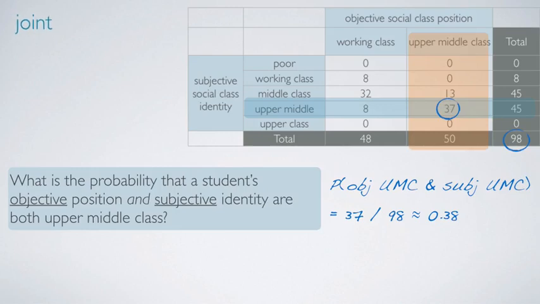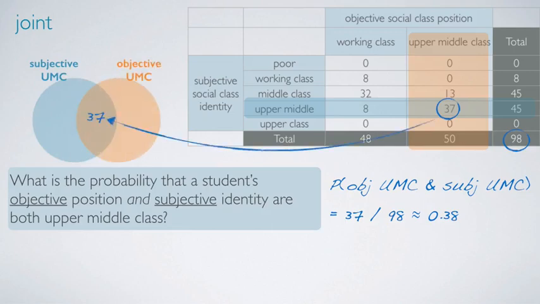The term joint probability comes from the fact that we're considering the students who are at the intersection of the two events of interest. So if we were to turn this into a Venn diagram, the 37 would go in the intersection, representing students who are both objectively upper middle class and subjectively associate with that identity as well. And the 8 students who are working class objectively, but associate with upper middle class would be in the subjective circle. And the 13 who are objectively upper middle class, but associate with other classes would be in the objective circle outside of the intersection.